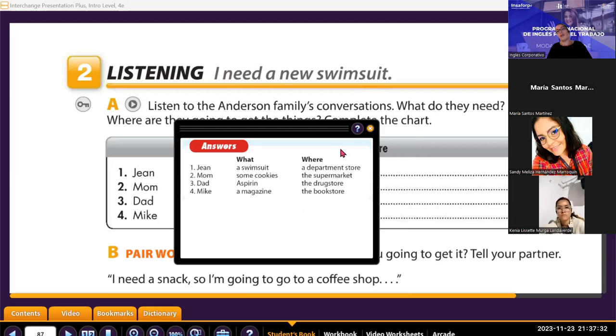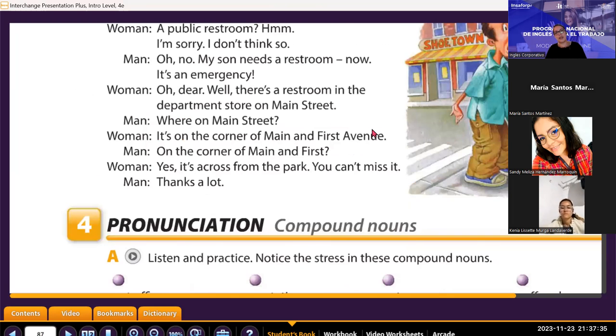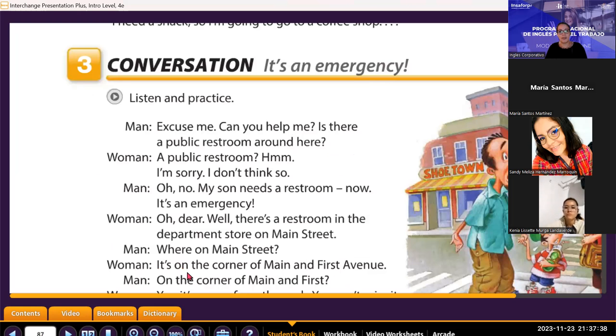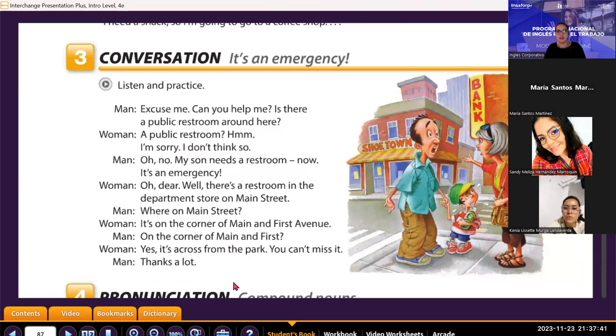Okay. All right. So after this listening, we have this conversation to practice our pronunciation. Let's see, what do we have here? Look at the scenario. There is a man talking to a woman. He is with a little kid, and they do not look happy. They look worried, and they are on the street. What's going on? Let's listen to the conversation, and then we're going to define some vocabulary or pronunciation.